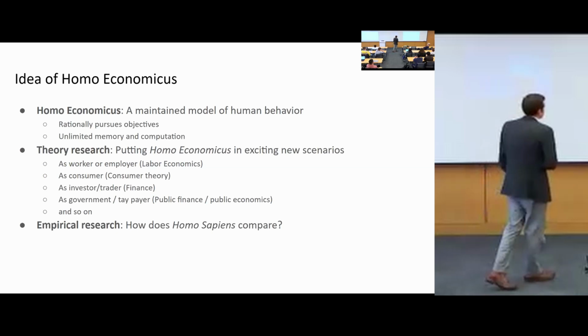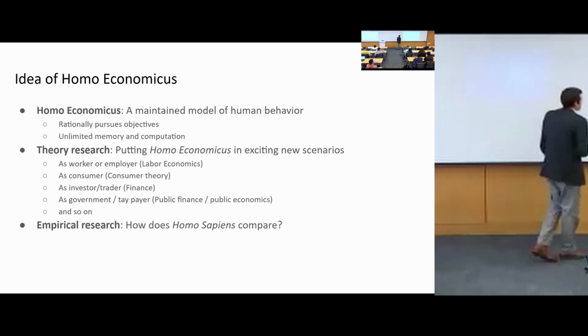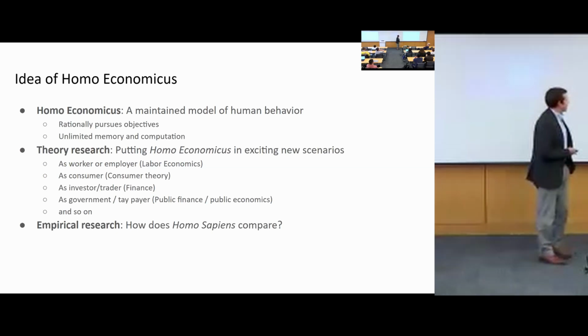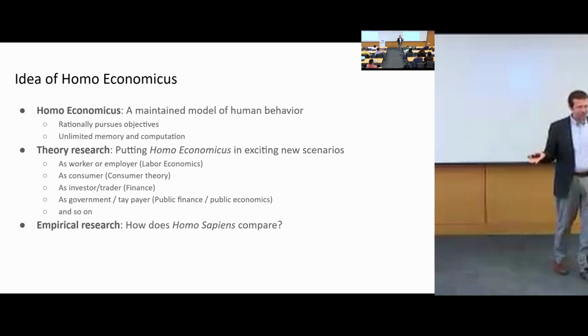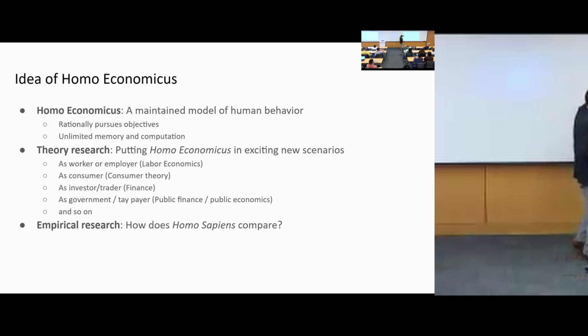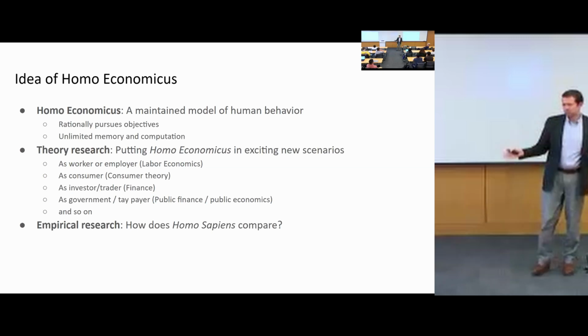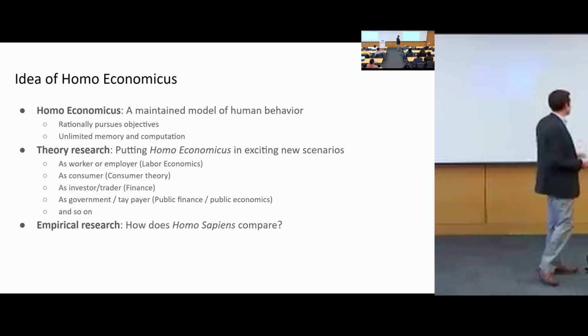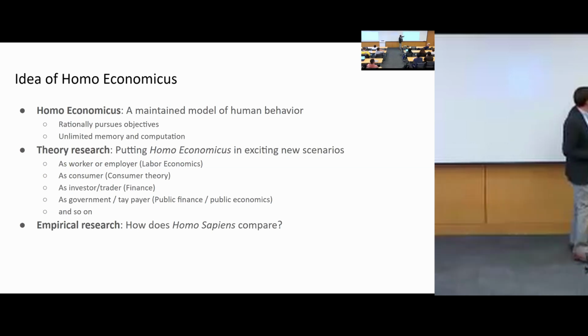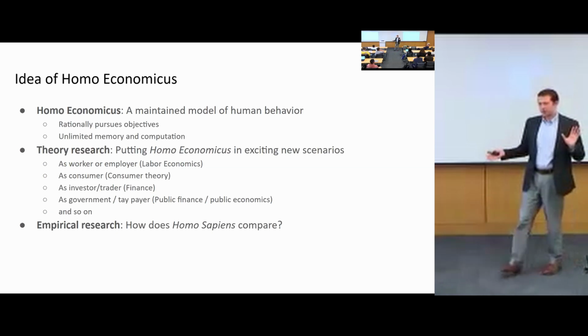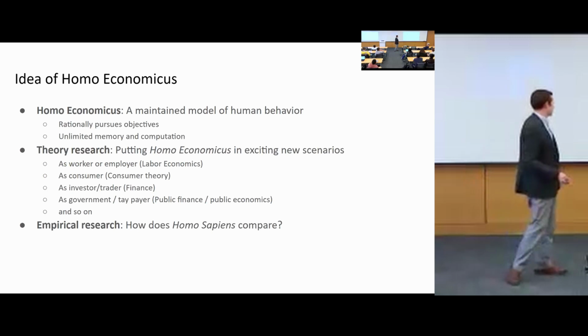So I try to lean on my high school Latin and say, hey, we have this Homo economicus idea in economics. We take this maintained model of human behavior: it rationally pursues objectives, with unlimited computation, unlimited memory. And then most applied theory is, hey, let's put this in different scenarios, right? If you're a labor economist, you have Homo economicus looking for a job or hiring people.